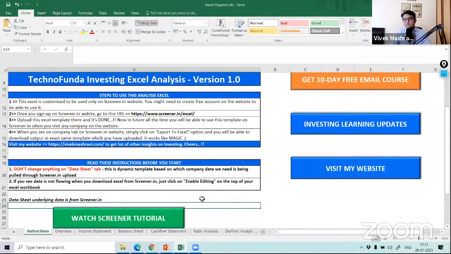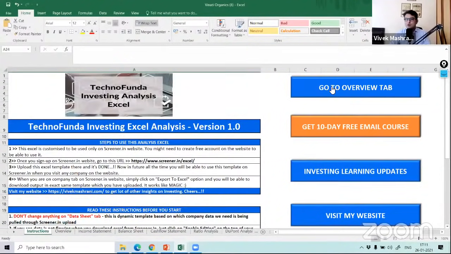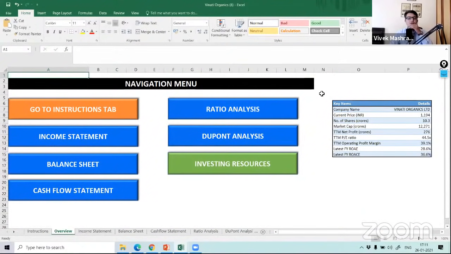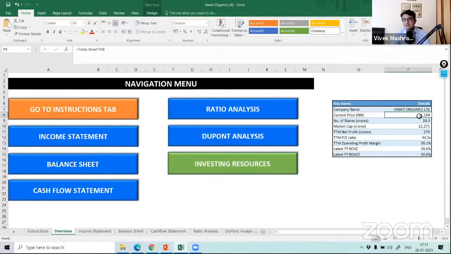Okay, so once you come to this place, you need to go to the overview tab. So click on this first button, go to the overview tab, and you will find this particular tab over here. As soon as you open this tab, once you export the Excel for a particular company, you will find the overview about that company over here. You'll find the name of the company, the current price, the last closing price. You will get the number of shares, market cap, net profit.